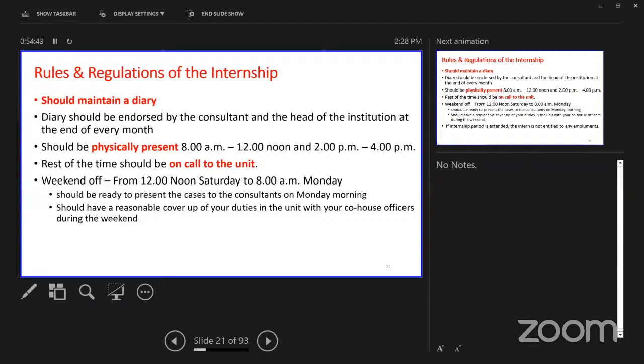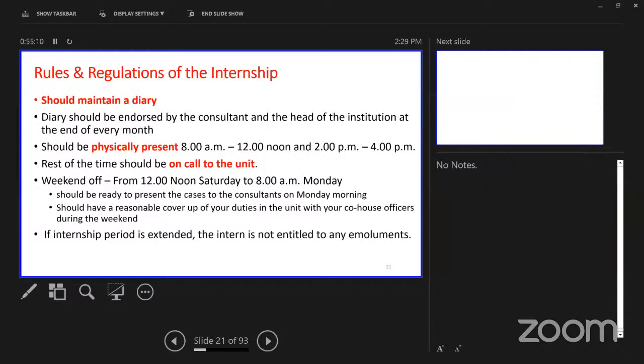So you can't just leave your ward thinking that the other person will look after it. You have to ensure and verify whether your other house officer is working for the weekend, and then you can take the weekend off from 12 noon to 8 a.m. Monday morning, but you should be ready to present the cases to the consultants on Monday morning.